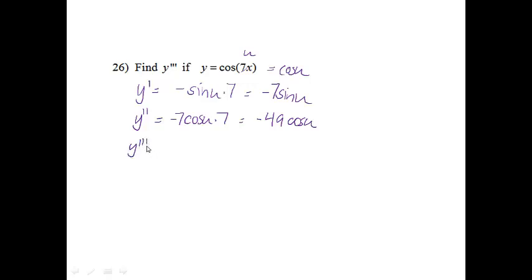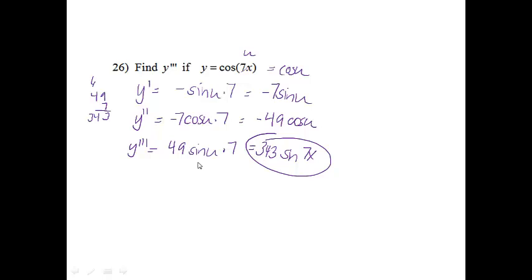All right, I have to go one more time. When I take the derivative of this, again, the derivative of cosine u is negative sine u, so this is going to be positive 49 sine u. And once again, we have to multiply by the derivative of u. The derivative of 7x is again 7. 49 times 7 is, I do not know off the top of my head, so let's just figure this out here. 3, 6, 28 plus 4 is 343. So this will be 343 sine of u, and we can put our u back in finally. So that would be my third derivative.